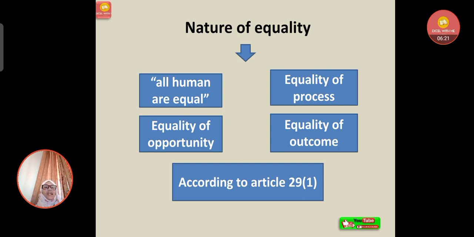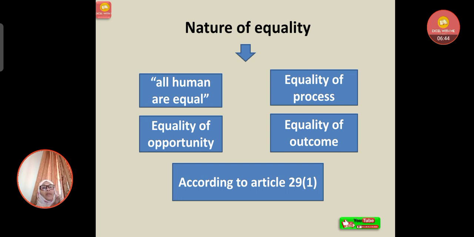Now let's understand, according to Article 29 Clause 1 of the Convention on the Rights of the Child, the aims of education are the development of the child's personality, talents and mental and physical abilities to their fullest potential. Secondly, the development of respect for human rights and fundamental freedoms.